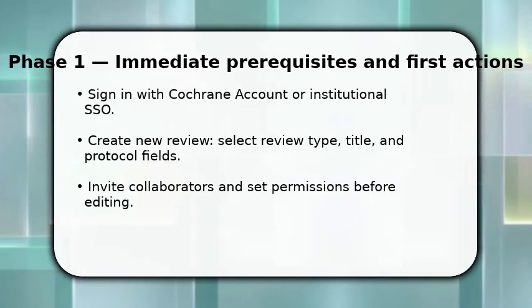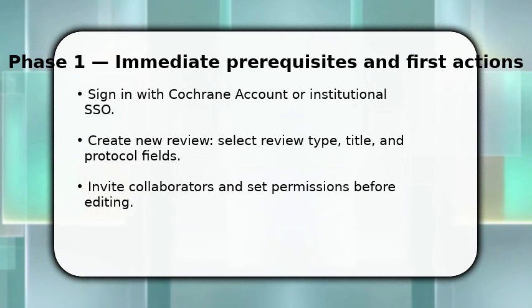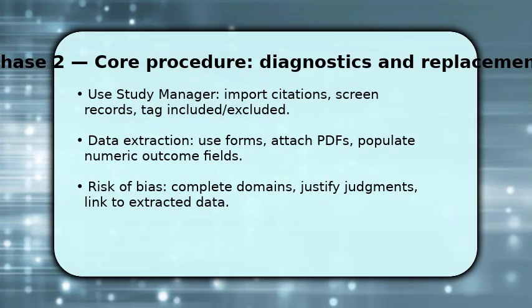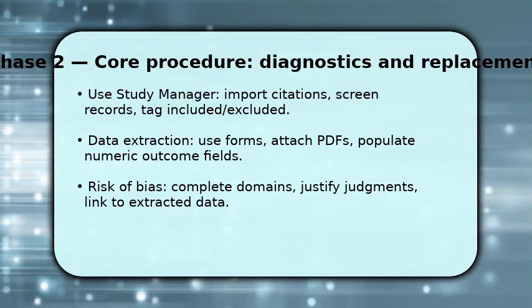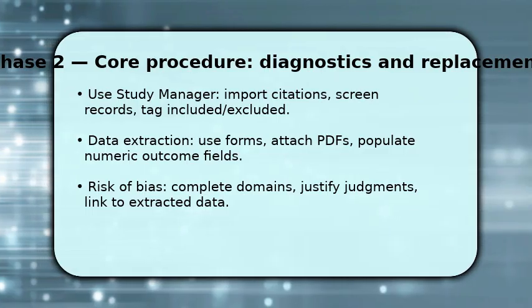You'll see the workspace open with sections ready. Start with eligibility criteria and methods to guide screening. You proceed to import citations or upload a CSV. Then use Study Manager to screen and tag studies, marking included and excluded with reasons.